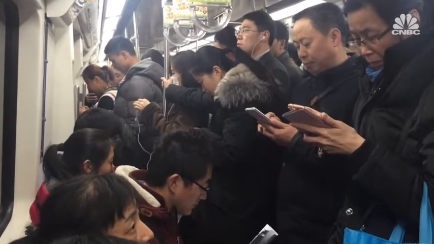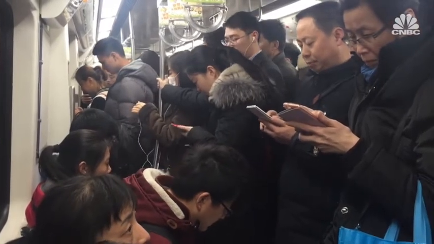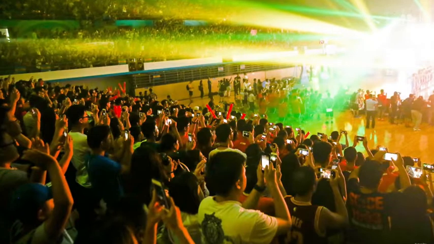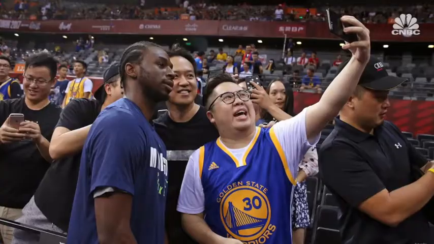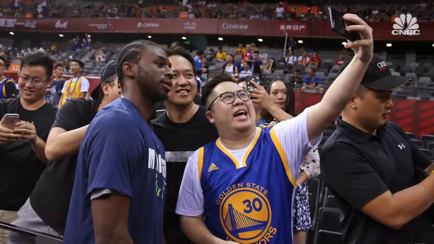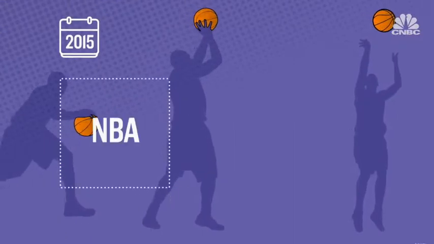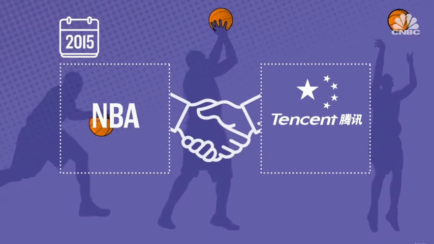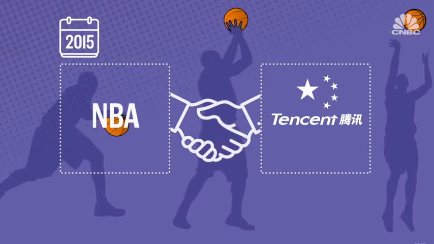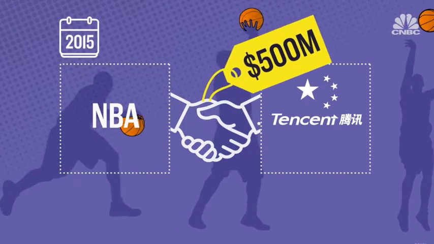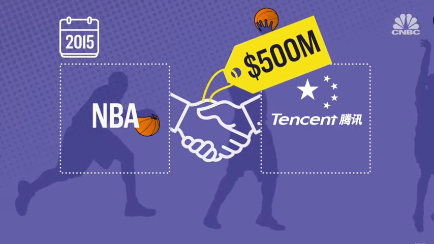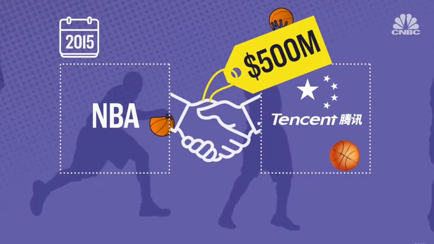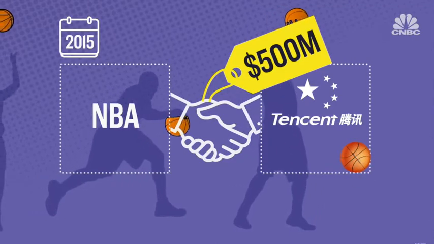And you see the amount of traffic that's going on, not just in terms of the viewing of the game, but on social media. We have close to 150 million social media followers in China alone. In 2015, NBA formed a deal with Tencent, one of China's largest internet companies. The deal, which is reportedly worth at least $500 million, allows Tencent to carry games, highlights, and more on its platforms. And this meant even bigger reach for the NBA.